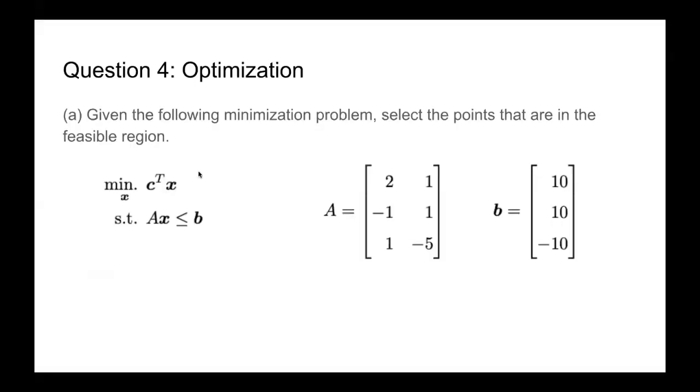So we're going to be going over question 4 on the practice midterm, which had to do with optimization and linear/integer programming. So for part A, we're given the following minimization problem, and we want to select the points that are in the feasible region.